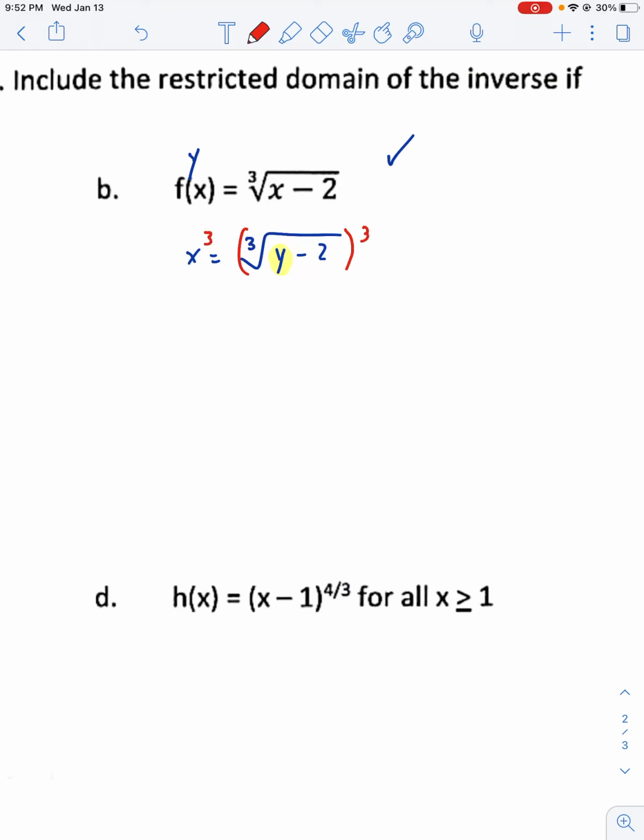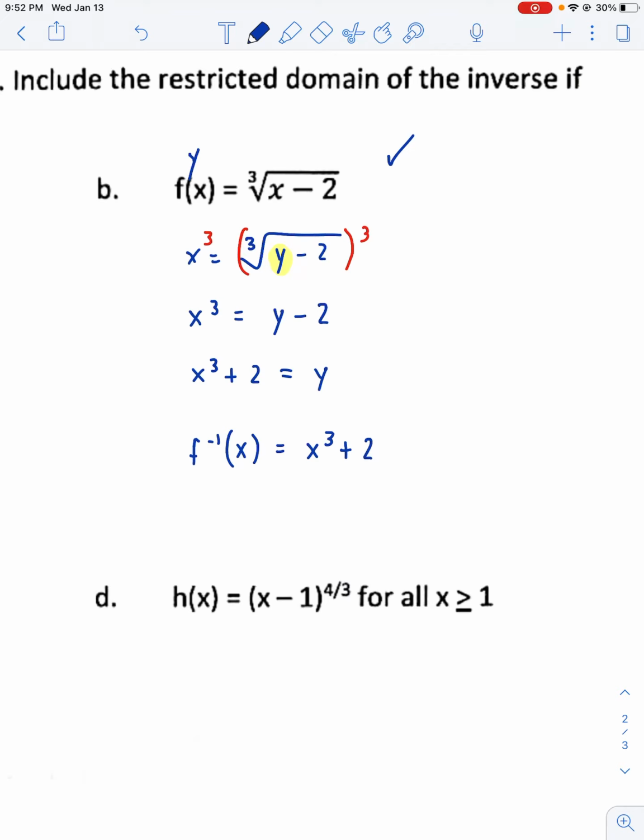When you do that, that cube root and that cube will cancel, and here's what it'll leave me with. It'll leave me with x cubed on the left side, but on the right side, with those canceling, all I'll have left is y minus 2. Now, am I allowed to get rid of that minus 2? For sure. So I add 2. So x cubed plus 2 equals y. So what's my last step? I need to change that y to f of negative 1 of x. That's indicating that it is an inverse. And that equation is x cubed plus 2.